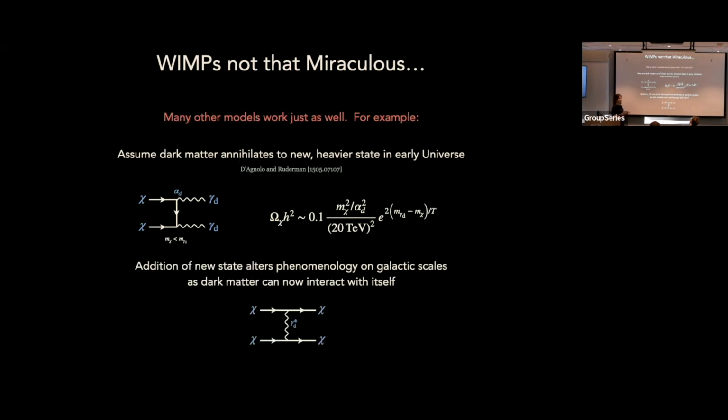But I also get more, in the sense that now that I've added this additional particle, I end up getting interactions like this, which essentially means that the dark matter can interact with itself. So I wanted to show this as an illustration of the fact that when you start thinking about other kinds of dark matter scenarios, you can still get the correct relic abundance, but you end up introducing new physics that results in other kinds of interactions which you can actually see on galactic scales.